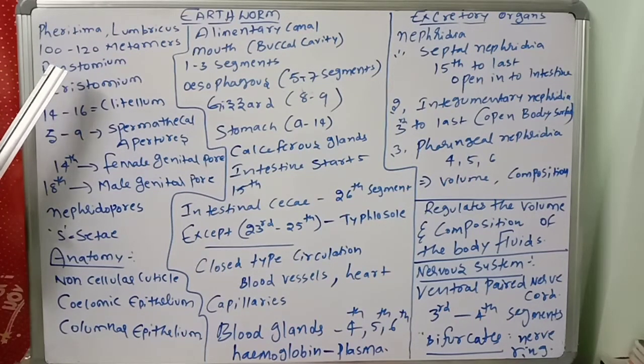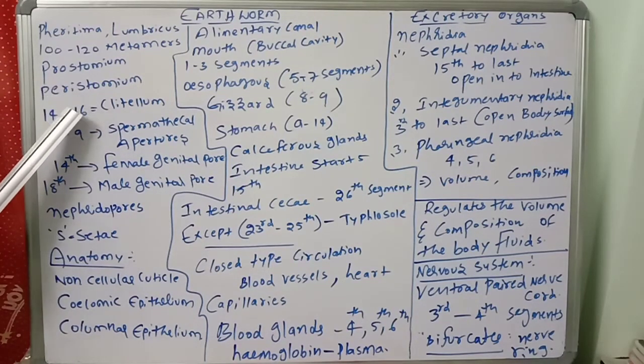The mouth is covered by the prostomium. The first body segment is called the peristomium, which contains the mouth in the mature worm. So the peristomium consists of the mouth.